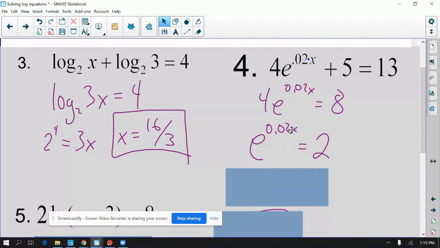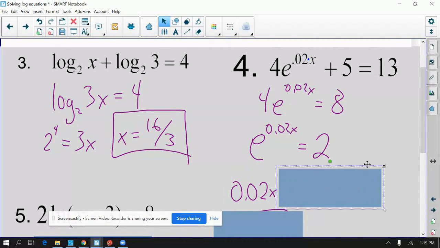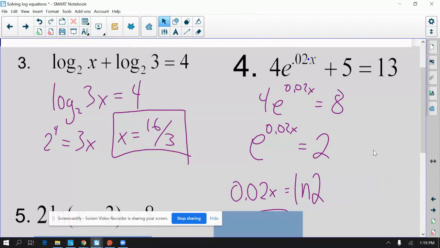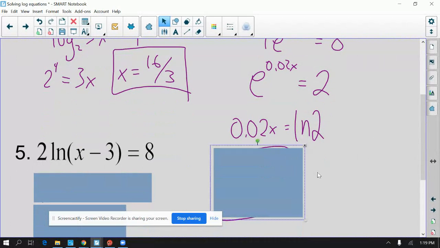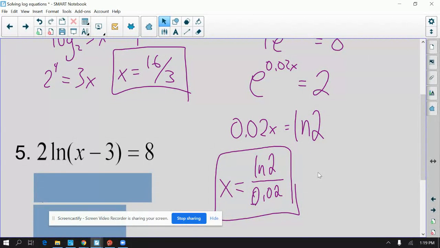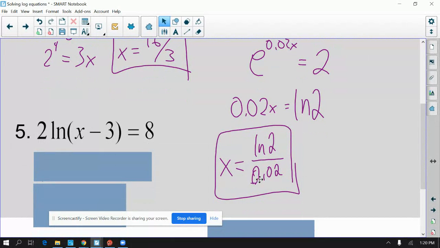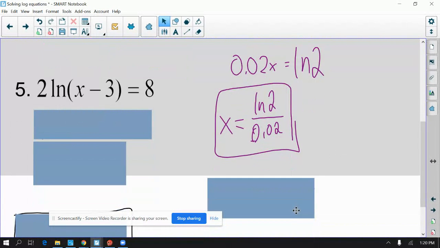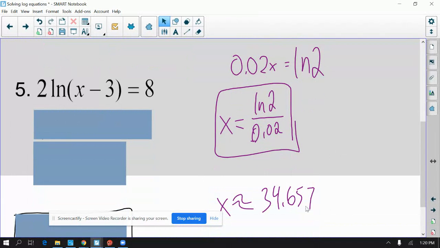So now you convert to logs. This exponent is a log, but what kind of log? A log base e. Don't write down log base e. Don't do it. It's ln. Natural log is log base e. And then to solve for x, you just got to divide by 0.02. So there's your answer. That is the exact answer. Rounded, you get that.